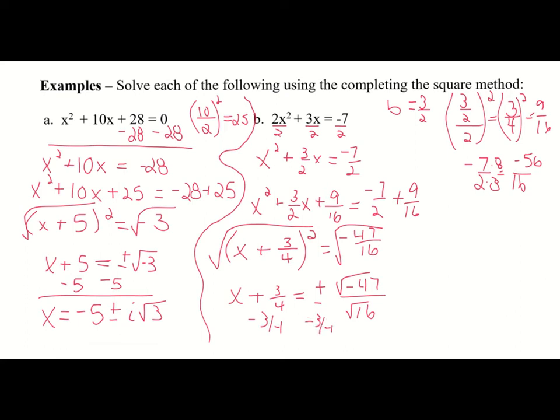So we end up with x is equal to negative 3/4 plus or minus. Now I'm going to do some simplifying here. The square root of negative 47 is the same as i times the square root of 47. And the square root of 16 is 4. So we can simplify that pretty easily. And there is our final answer.